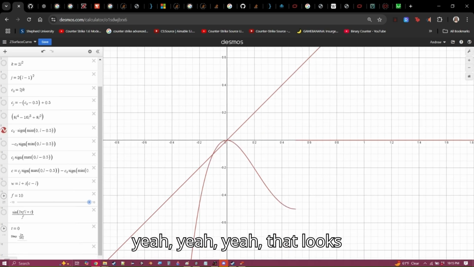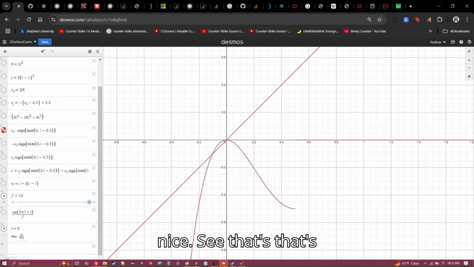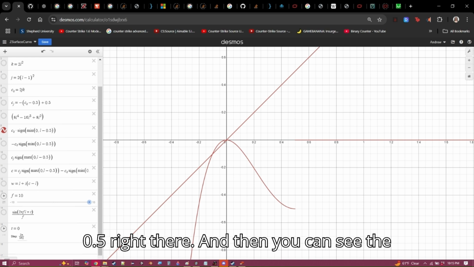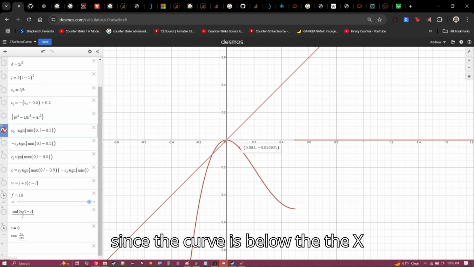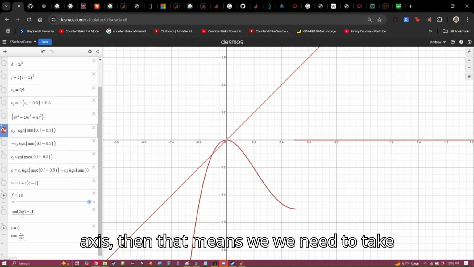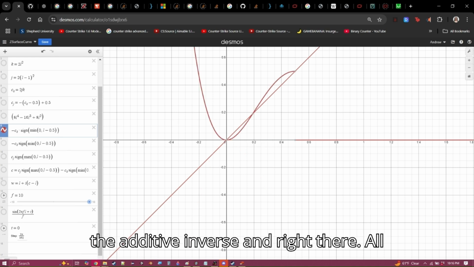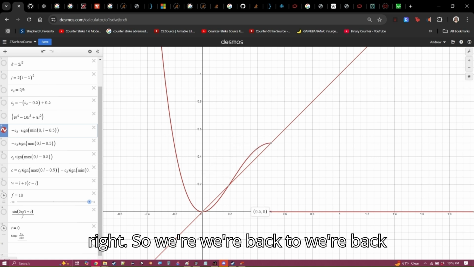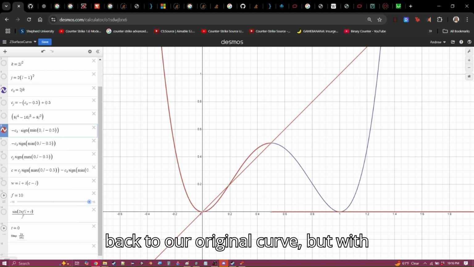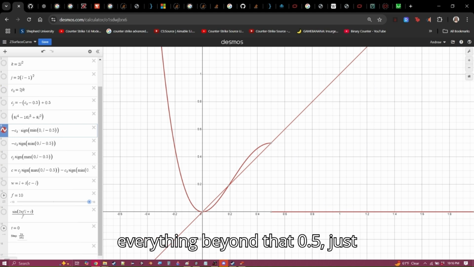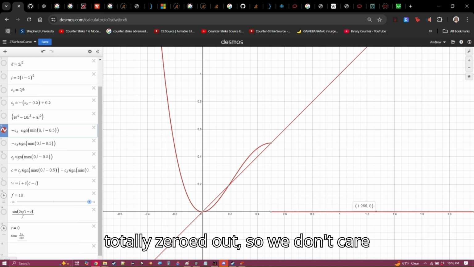Yeah, that looks nice. See, that's where 0.5 is right there, and then you can see the 0. But we got to make one little change here: since the curve is below the x-axis, we need to take the additive inverse. And right there, we're back to our original curve, but with everything beyond that 0.5 totally zeroed out, so we don't care about it.